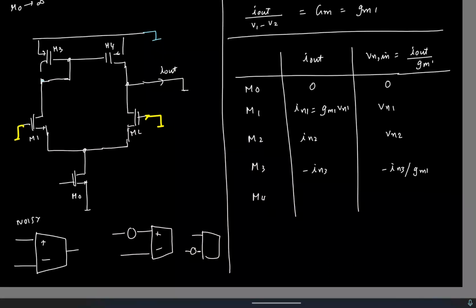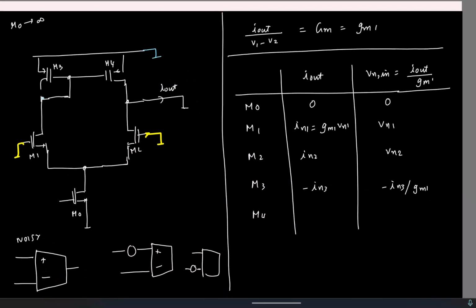Now the final noise contributor is M4. This is IN4. Again, this current can flow here or here. Where do you think it will prefer to flow? It flows to the short circuit, so Iout is basically IN4 directly. So this is IN4 by Gm. That's all.